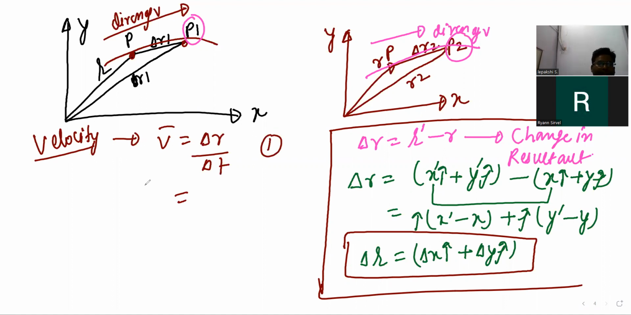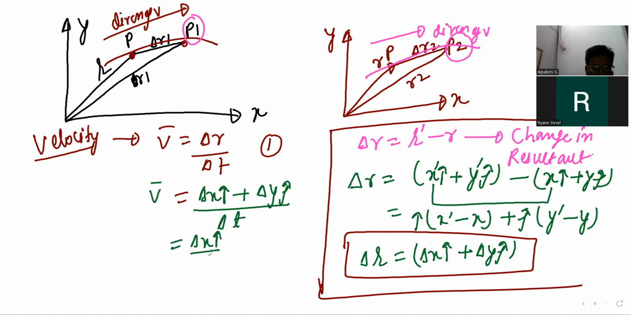So see the next expression. V bar will be given as delta x of i plus delta y of j divided by change in time, and it can be written as delta x of i by delta t plus delta y of j divided by delta of t. So change in x by change in time can be written as v of x i plus v of y j equal to v bar, right? So this is the expression for velocity. So please write it down.